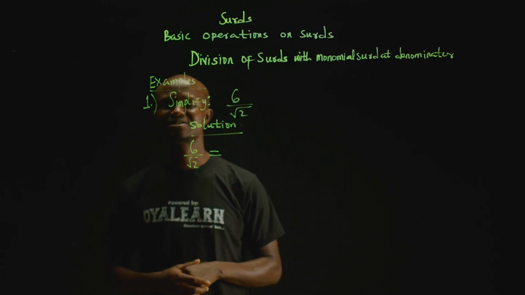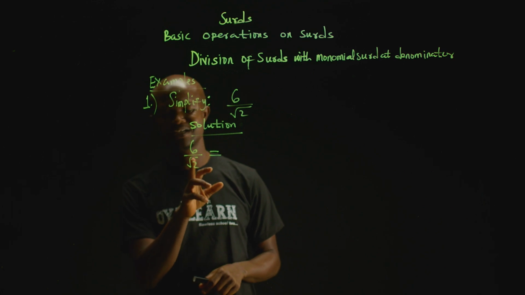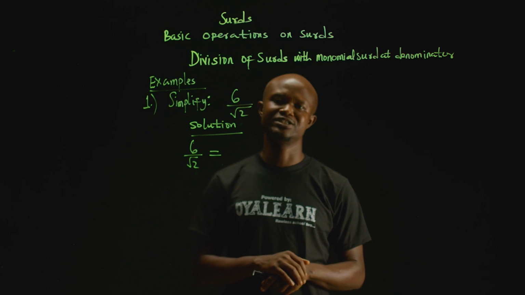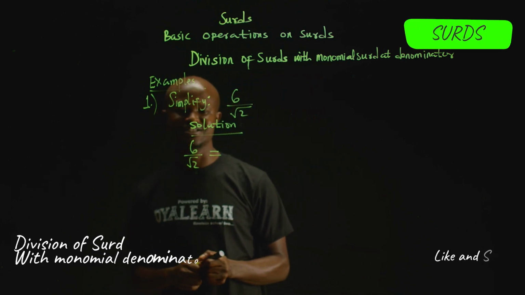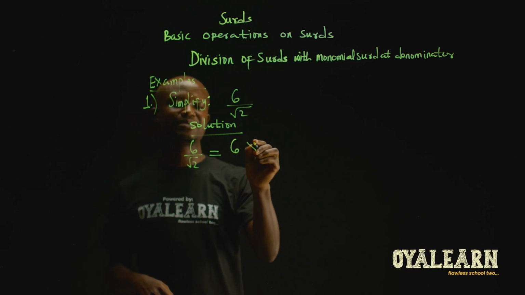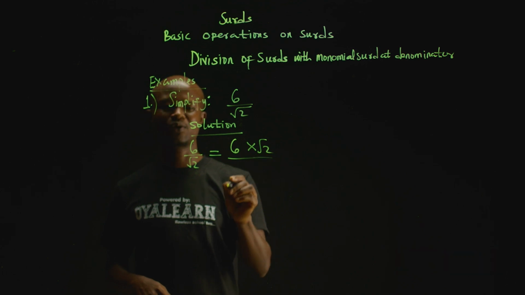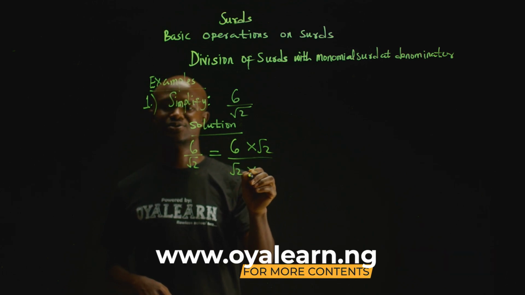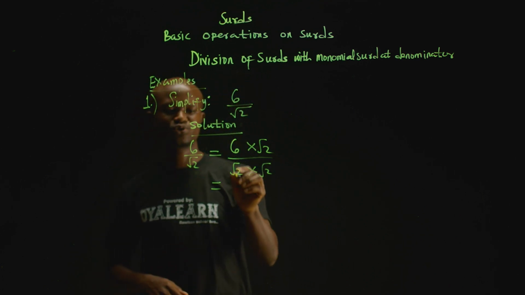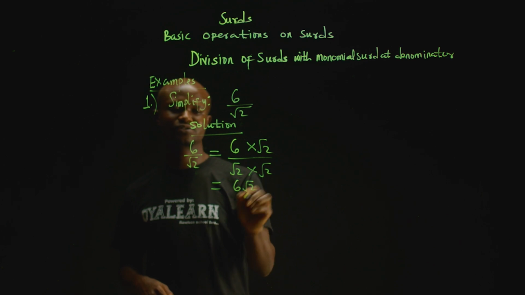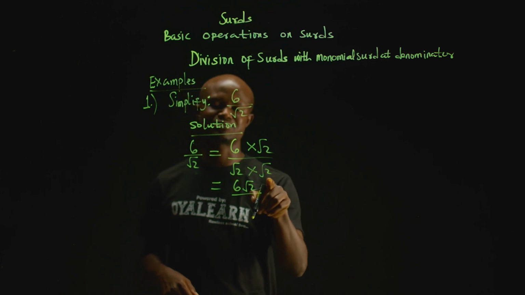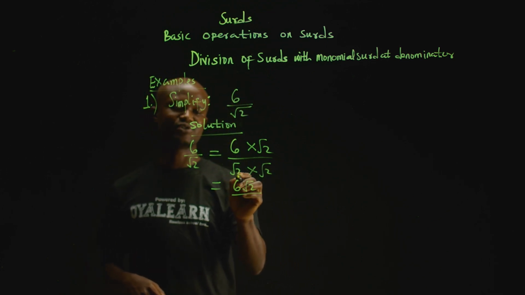And how do we make it rational? We multiply the numerator and denominator using the denominator. So in this case, this is what we are going to do. We are going to have 6 times root 2 divided by what? Root 2 times root 2. So what do we have? This is 6 root 2 at the numerator, divided by root 2 times root 2, same number.